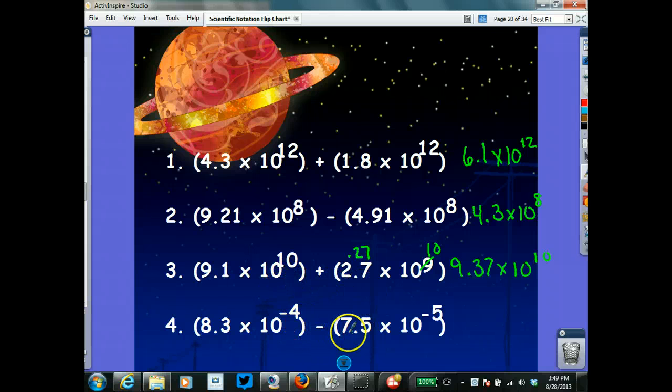Alright, on the fourth one, 8.3 times 10 to the negative fourth minus 7.5 times 10 to the negative fifth, when you do that, and again you're going to have to raise it 1 power, you should come up with 7.55 times 10 to the negative fourth.